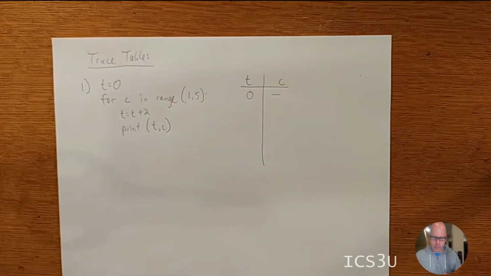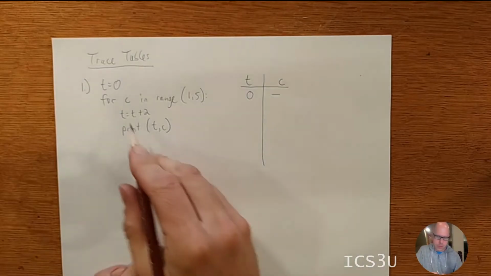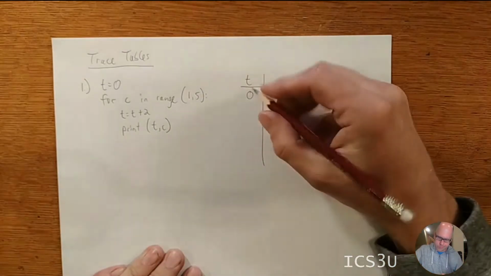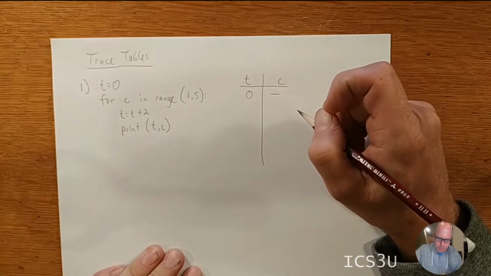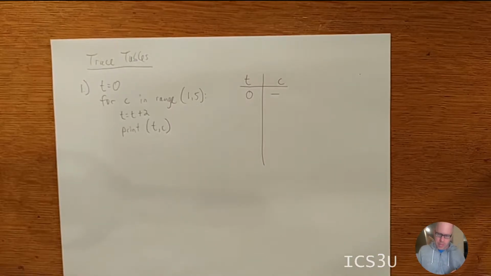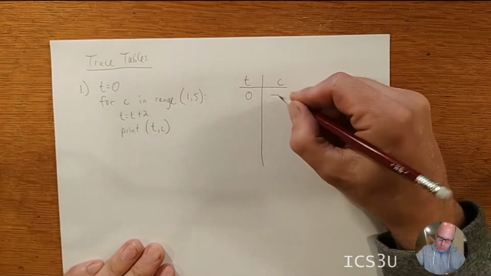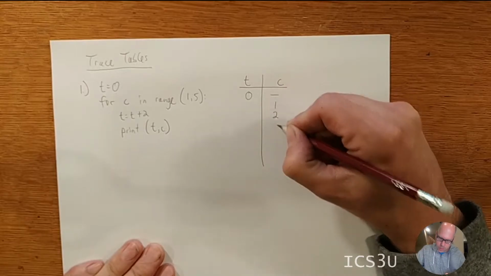And now we're going to start the for loop. So when we start the for loop, c starts at 1. c usually starts at 0, but in this case it starts at 1. You always want to identify, when you're doing a trace table, the independent variable. That's the variable that doesn't depend on anything else. And in this case, both of them are independent of each other, but always identify the for loop variable if there is one.